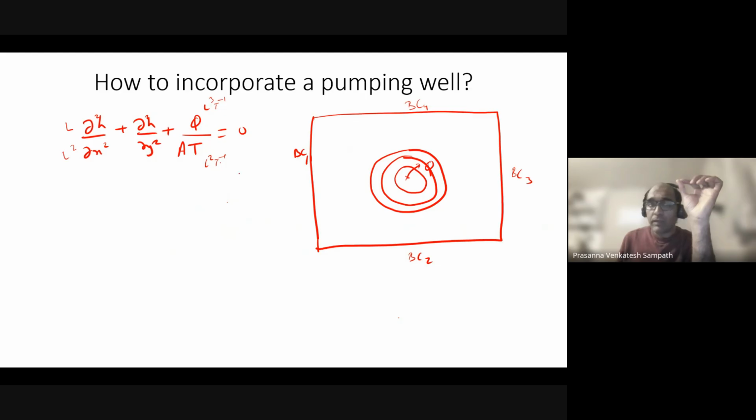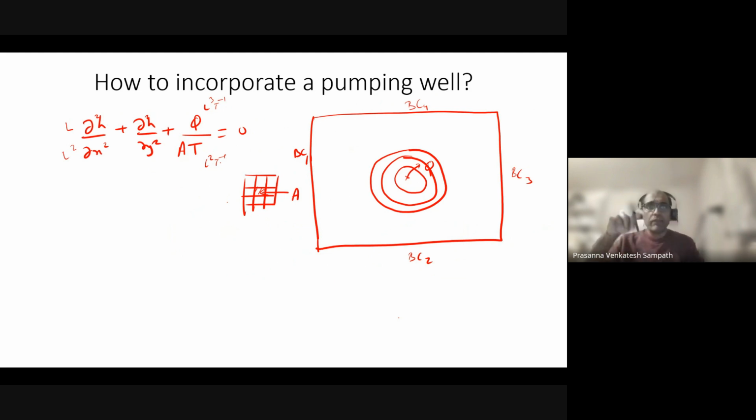Okay, so if I break up this domain into different cells, each cell will have an area. So that area I'll use. This is the area of the cell, the term that's over here, A. So now I have Q, which is L³T^-1. The denominator will have L⁴T^-1. So then I get L^-1 as the dimensions of this particular term, then this equation is dimensionally homogeneous.